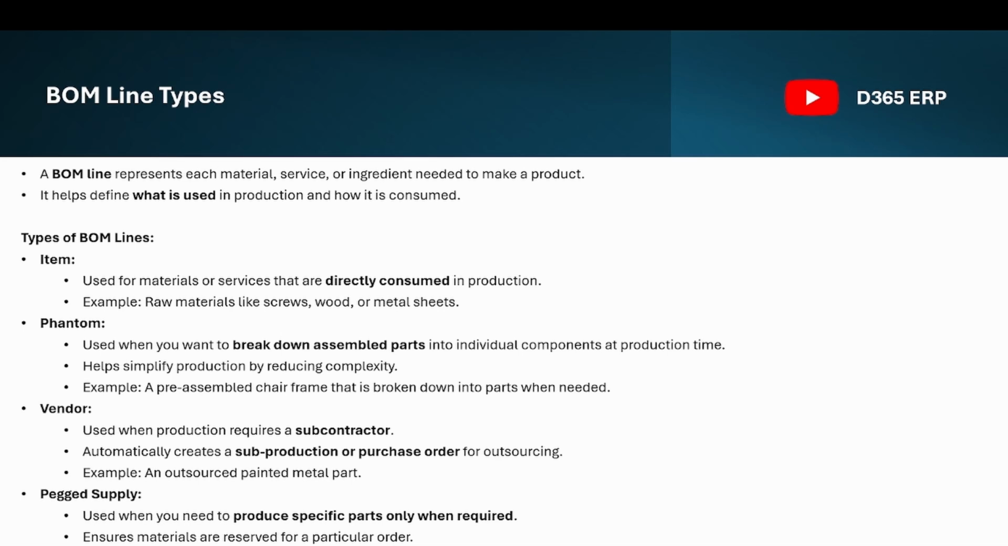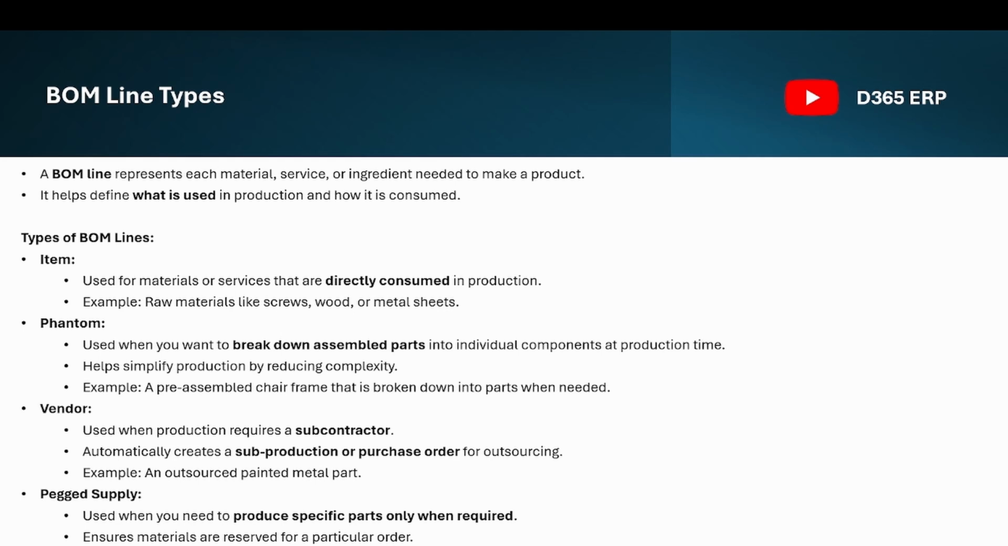Item: if your raw material is tagged with the item BOM line, then it's directly consumed in production. Example, raw material like screw, wood, metal sheet. Phantom is used when you break down an assembled part into individual components at production time. It helps to simplify the production by reducing the complexity. For example, a pre-assembled chair frame that is broken into parts when needed.